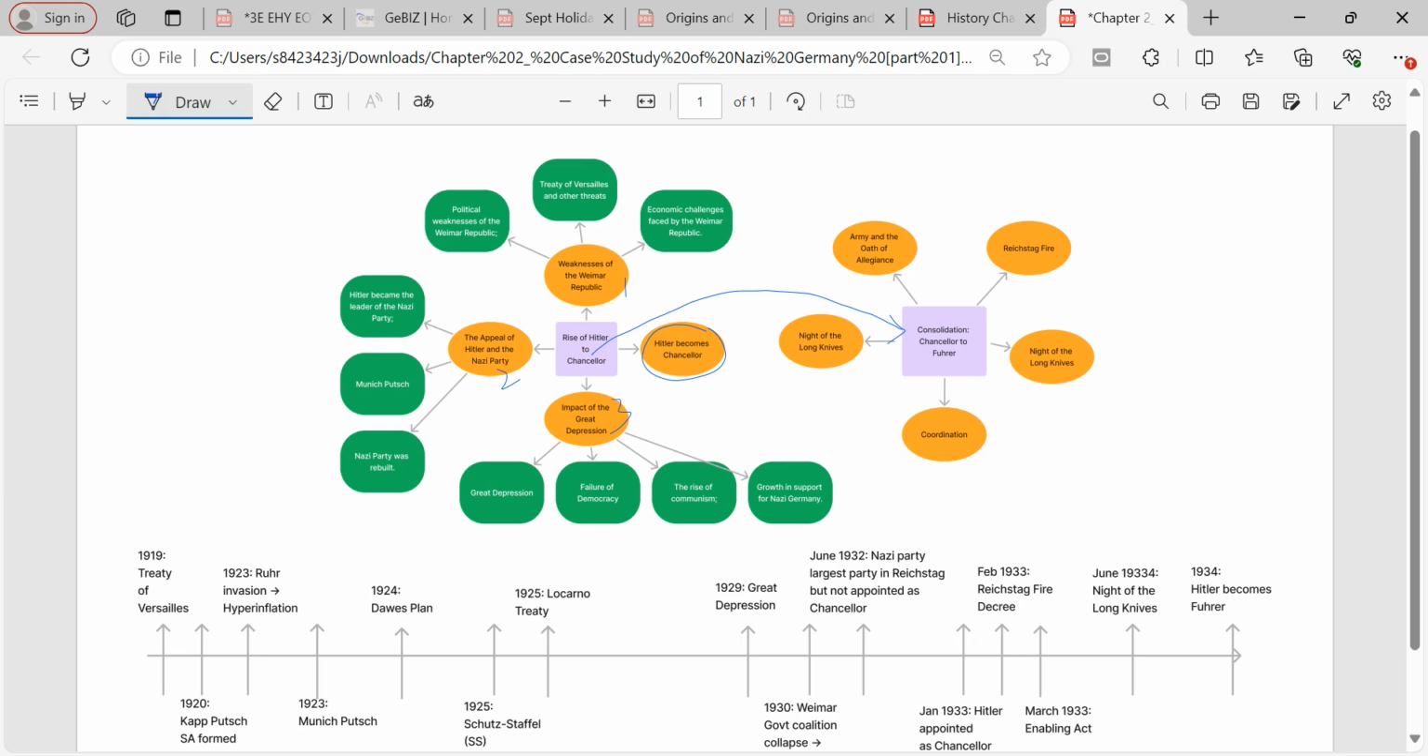Okay, so what I'll do is I'll be toggling between the graphic organizer, which is the mind map, as well as the timeline. Okay, and we'll see how it goes.